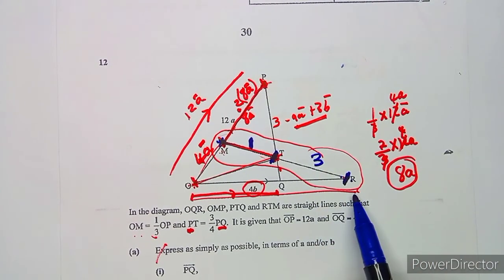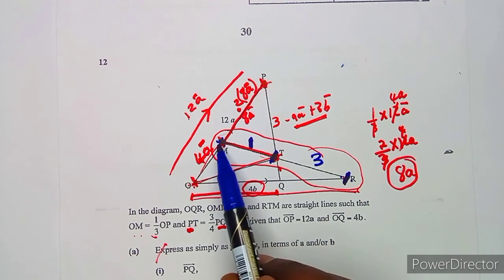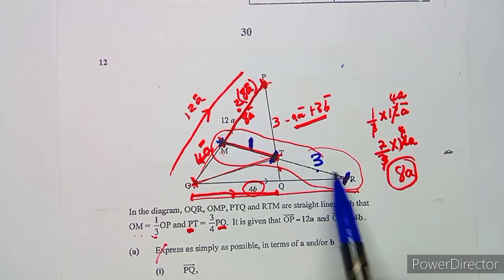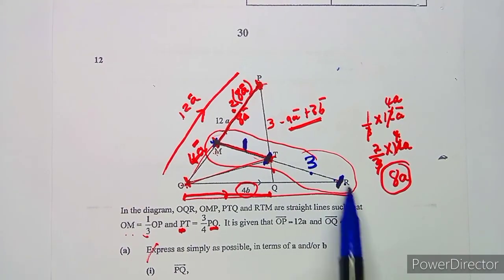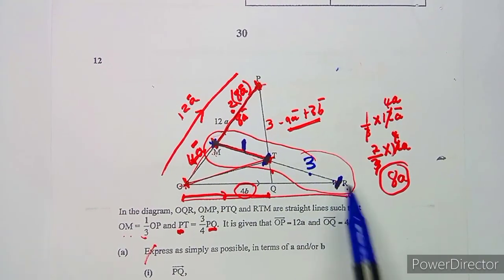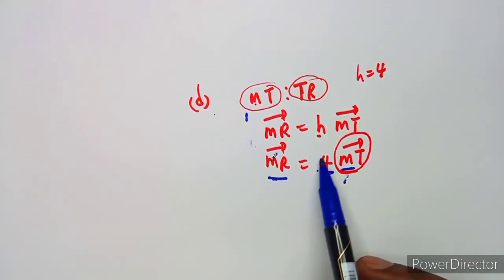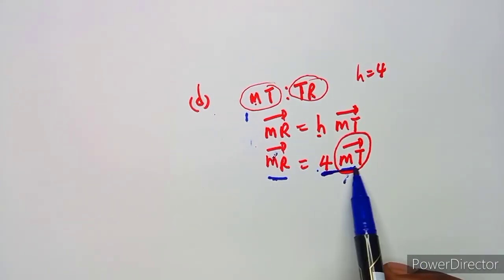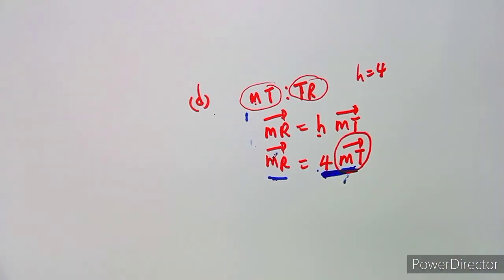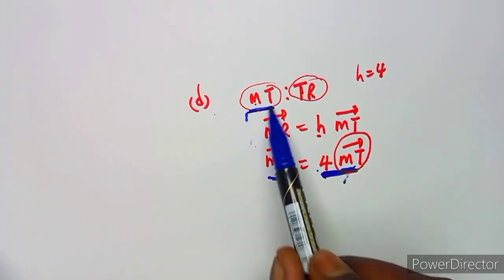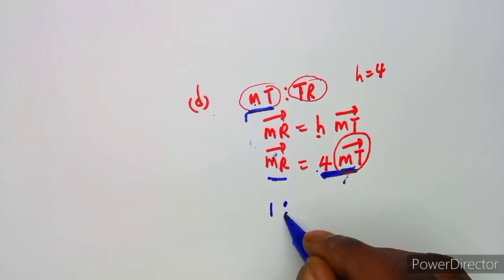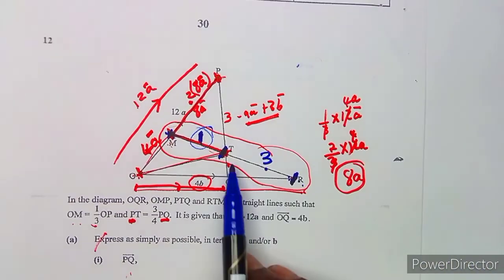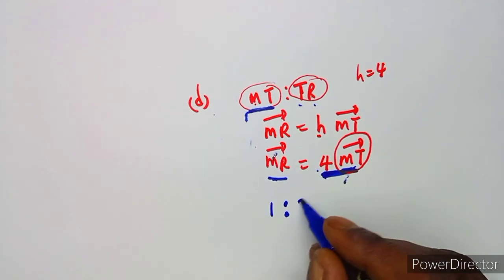So this will give us a 4 at the end. If you add 1 plus 3 it is going to be 4. So which means MT is one part, TR is 3 parts. But the whole of MR is 4 of these MT. Okay, so this is what we simply have. So here we can now express this ratio because we can clearly see our MT, which is 1, as to TR, from T to R, which is 3 parts, so it's going to be 1 as to 3.